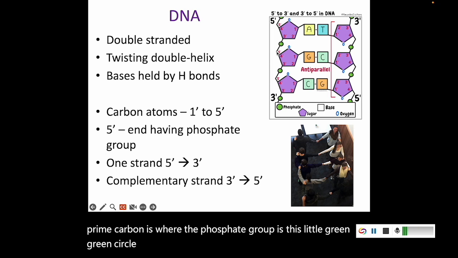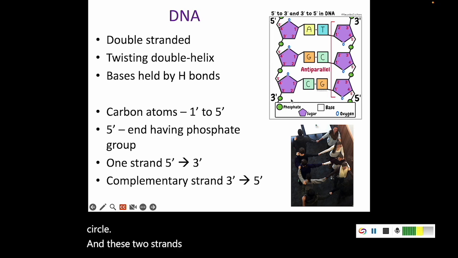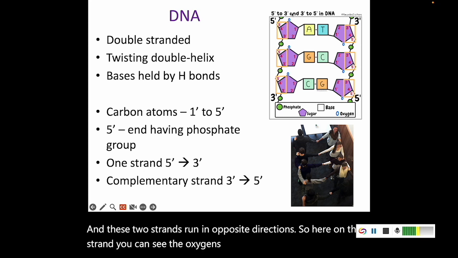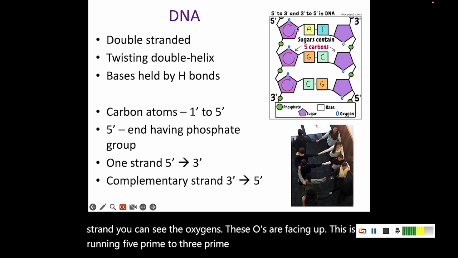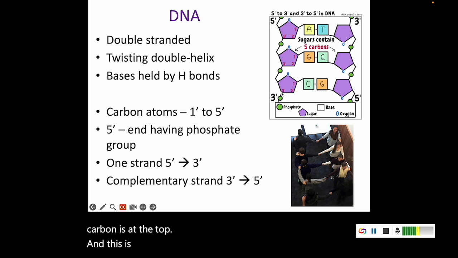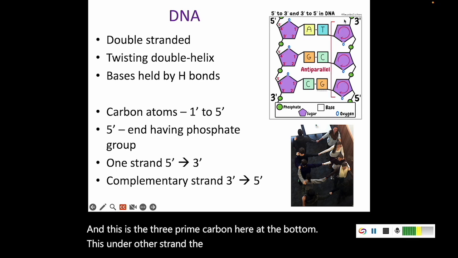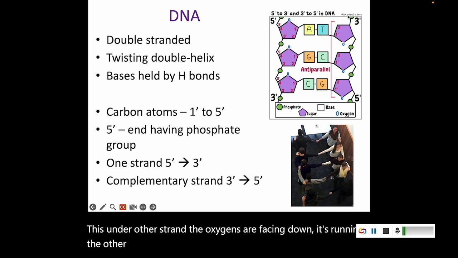And these two strands run in opposite directions. So here on this strand, you can see the oxygens. These O's are facing up. This is running 5' to 3'. That means that the 5' carbon is at the top, and this is the 3' carbon here at the bottom. This other strand, the oxygens are facing down. It's running the other direction. So here, this is the 3' carbon at the top, and this is the 5' carbon at the bottom.